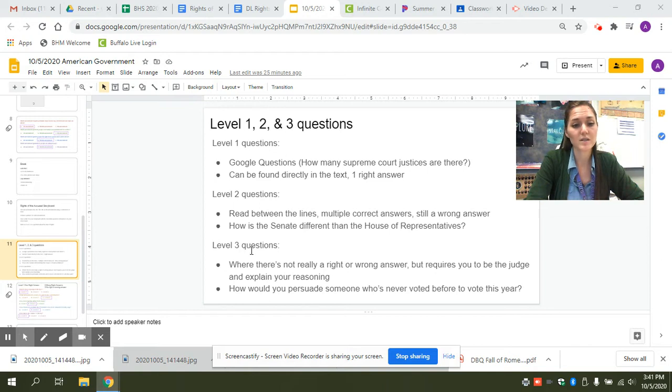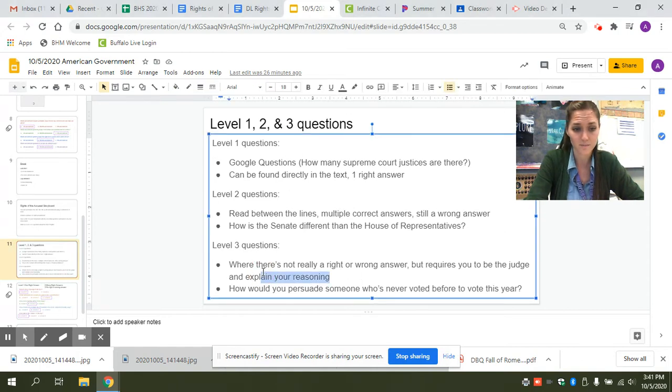Level 3 questions, these ones are harder to think of. There's not really a right or wrong answer, but it requires you to either create something, to be the judge, and explain your reasoning. So for example, how would you persuade someone who's never voted before to vote this year? There's not really a right or wrong answer for this question, as long as you can kind of explain your reasoning. There's 1,000 different correct answers out there, not really any incorrect answers, as long as you can explain.